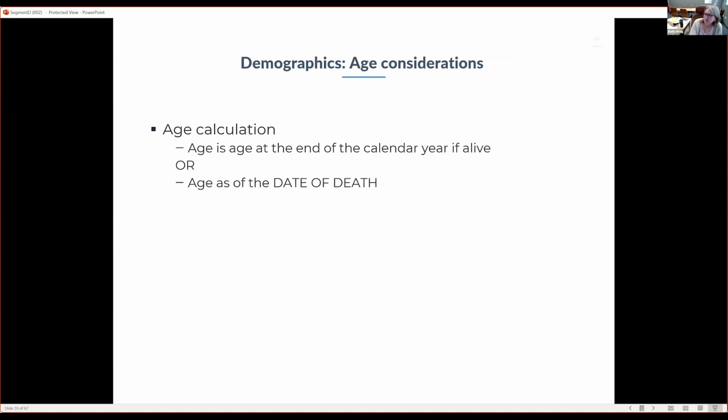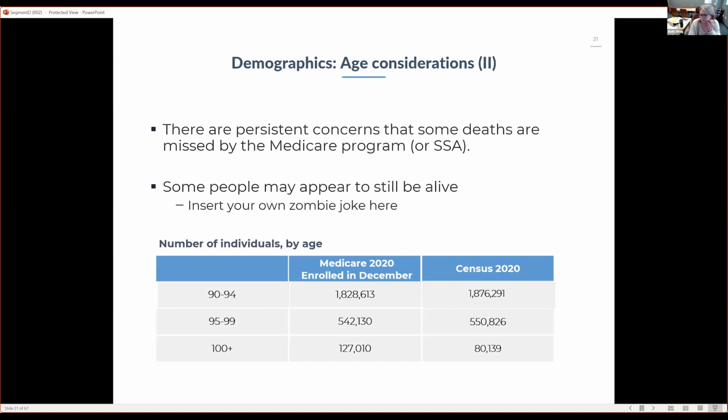Age is calculated at the end of the year if alive, or the age at the date of death. So if you check it, you've got to remember to handle the people who died. Otherwise, you will conclude that there's about 10% errors. There still are stray people in the file, not as many as there used to be, where it looks like they're being carried along.